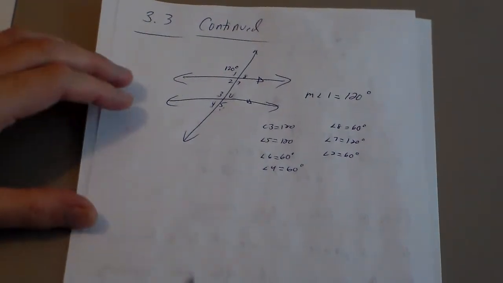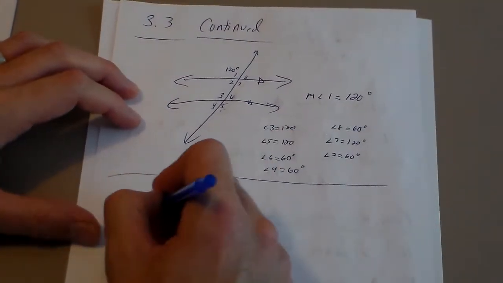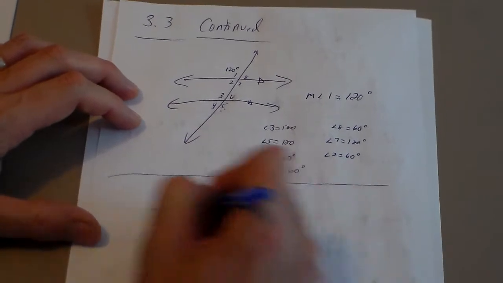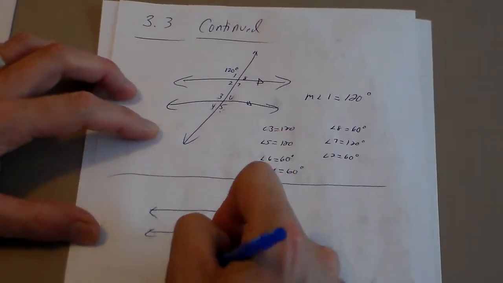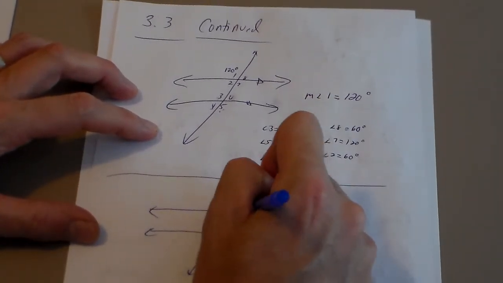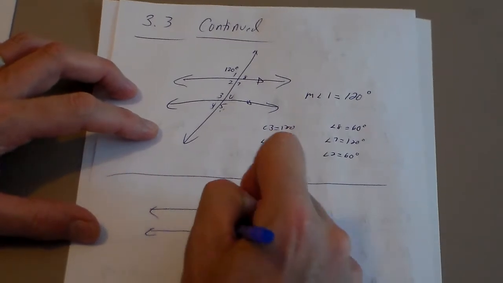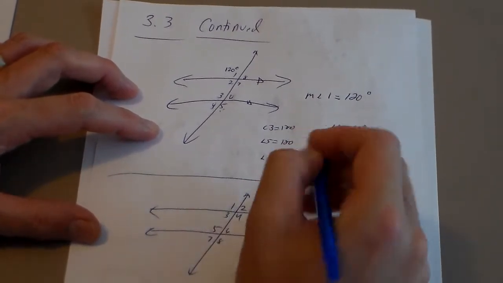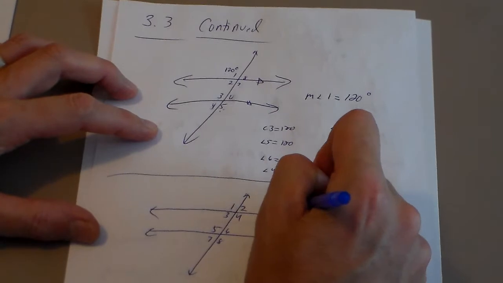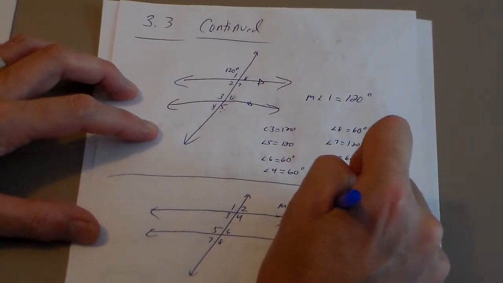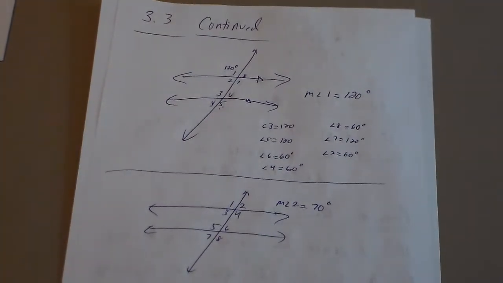So I'm going to give you guys one like that to try. I'm hoping that you will pause your video and try this. Then you'll really learn it. Let's say that the measure of angle 2 equals 70 degrees. So I want you to pause the video and find the rest of the angle measures.